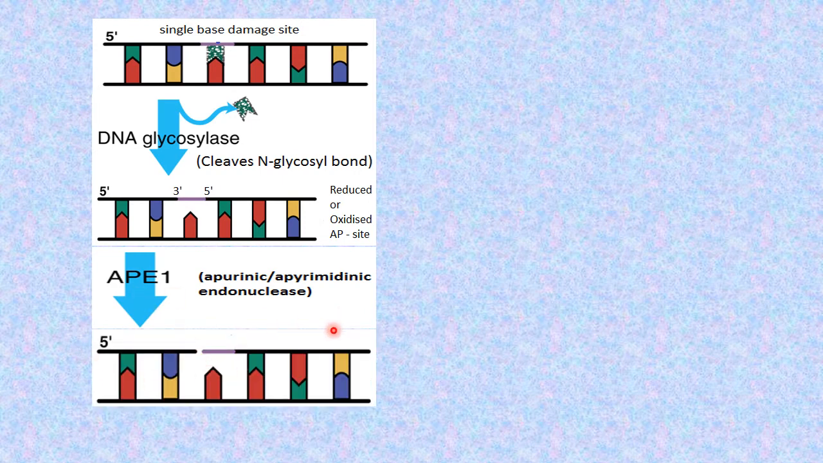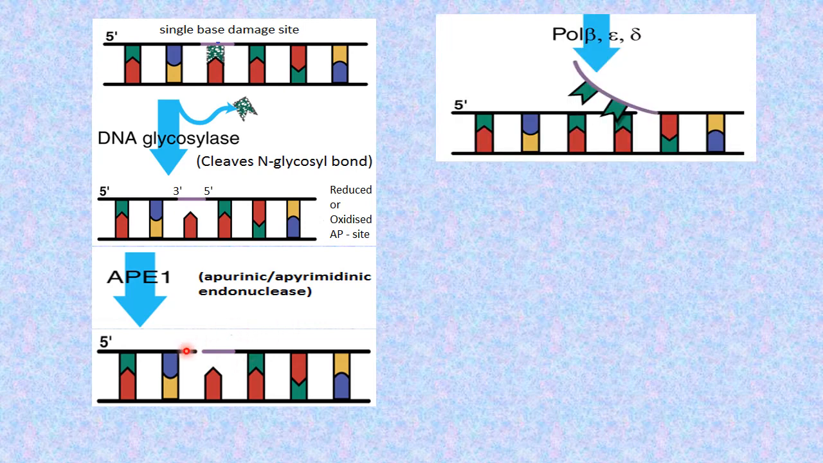This AP endonuclease will generate a nick. It will break the phosphodiester bond towards the 5' end of this AP site, and this nick is acted upon by the DNA polymerase, which will use this 3' hydroxyl group available over here and will add various nucleotides.